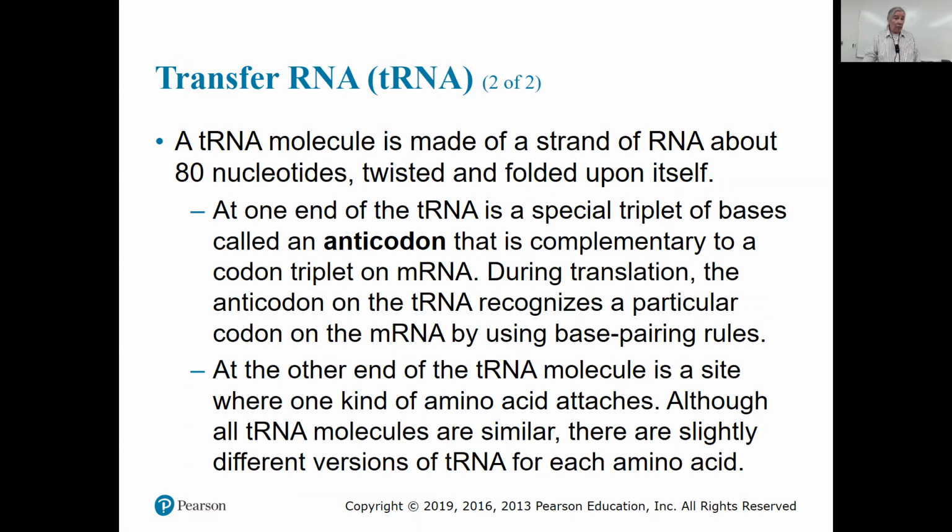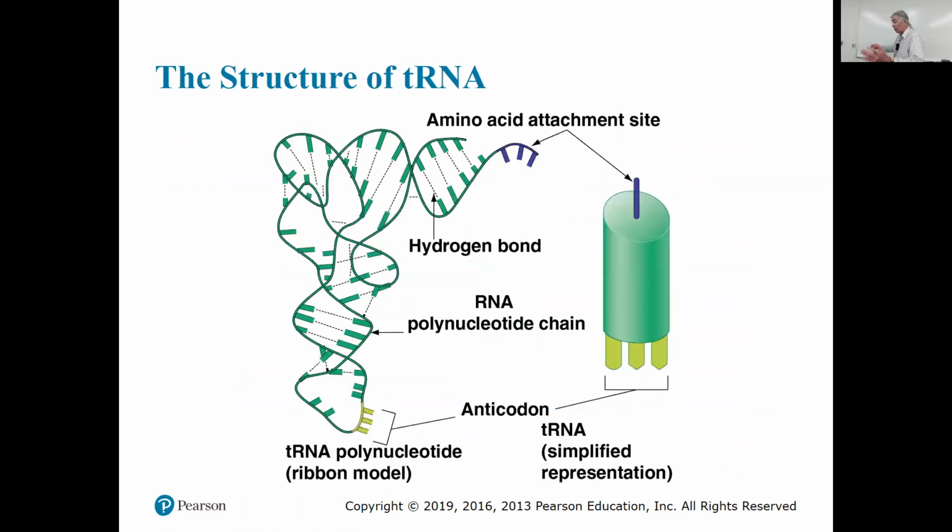And how many codons code for amino acids? 61. So there are 61 different tRNAs with different anticodons. And it could have a different anticodon but the same amino acid, because remember the genetic code is redundant. All right. So there it is. Here's the anticodon down here, three nucleotides, and here's the amino acid attachment site up here. And there's a simplified representation of it. Notice I said it's double-stranded in some places, single-stranded in other places.